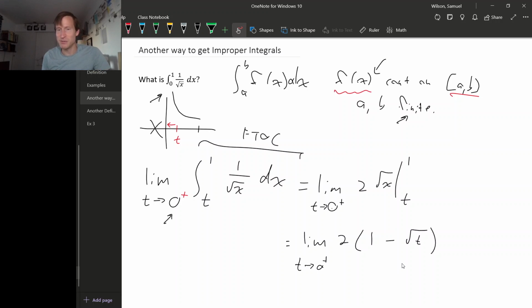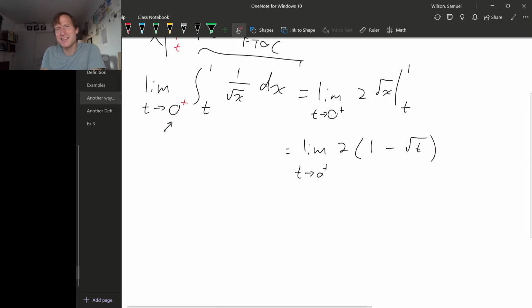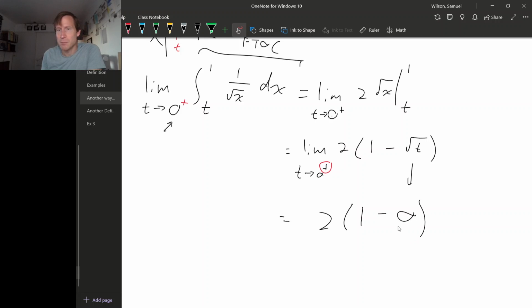Okay, and now we can evaluate the limit. Notice that it's a good thing that the limit is one-sided here, because the limit of the square root of t as t goes to 0 from the right is 0. But the two-sided limit as t approaches 0 of the square root of t doesn't exist. So it would be a mistake to not have a one-sided limit here. We would get something undefined when in fact it should just be 0. So what we get is 2.